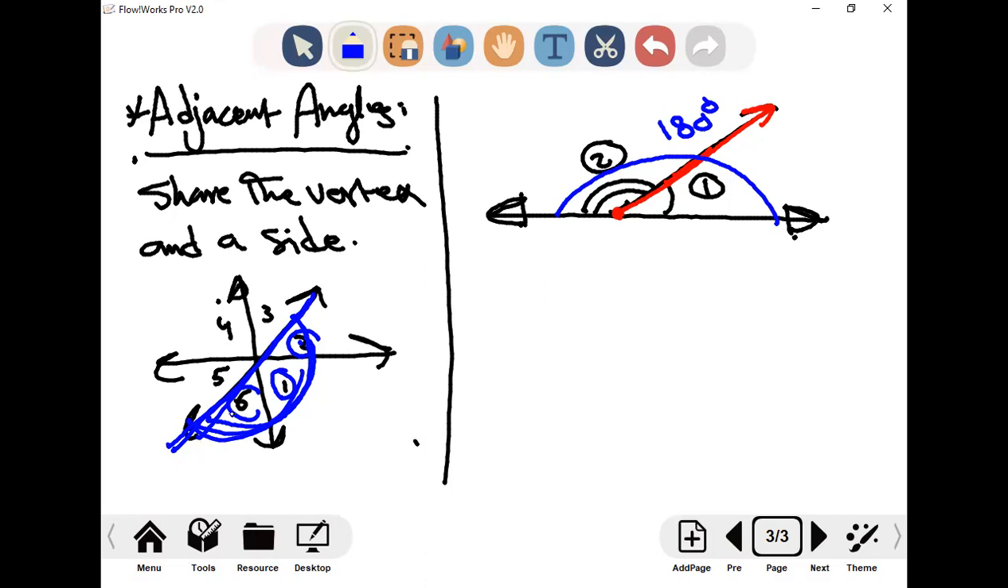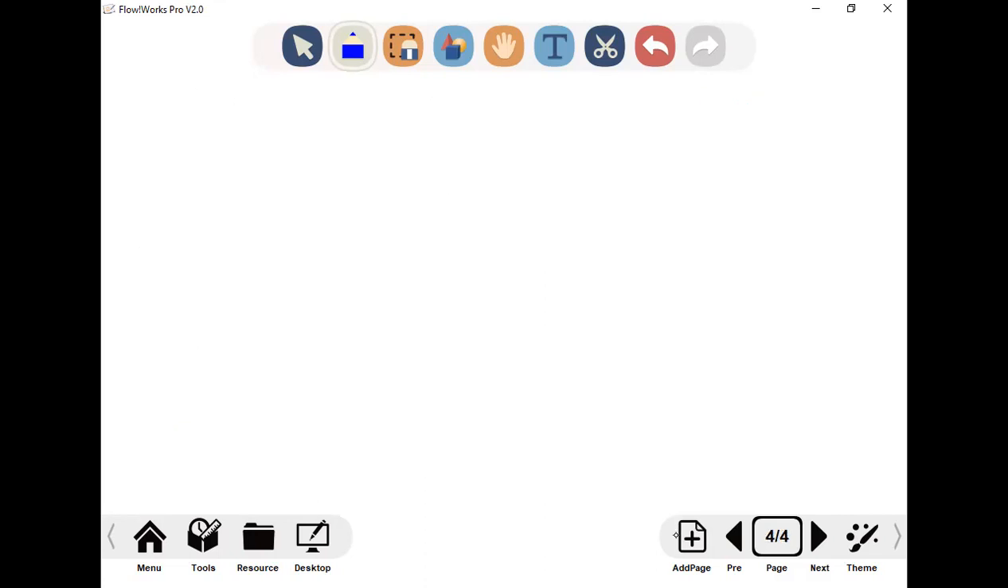Let's take example 4. They want us to look at the figure in front of you.